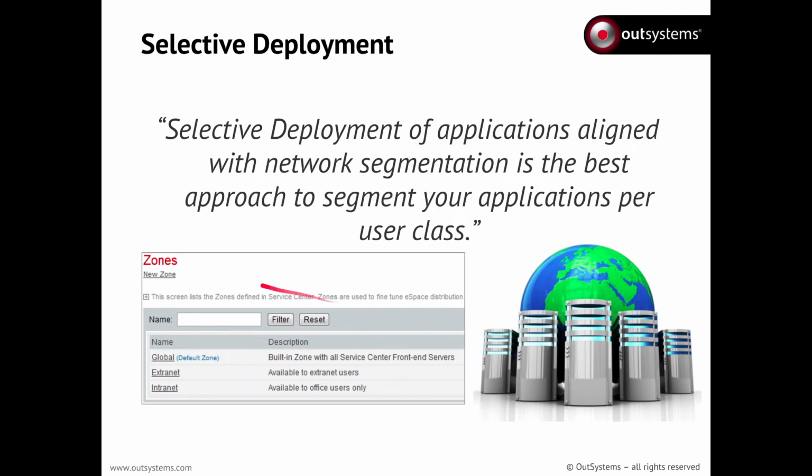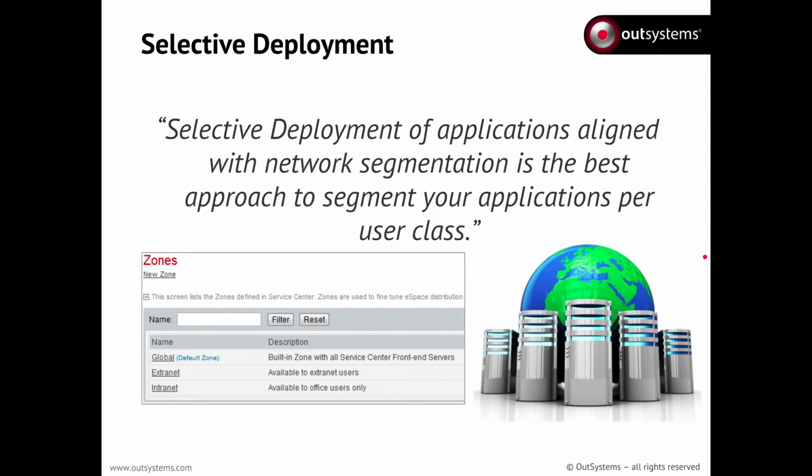You can do this by creating zones in the OutSystems environment, in Service Center. Zones are simply groups of front-end servers. And once you create them, you're able to specify for each application, for each module, onto which zone it should go. So here you'd have 3 zones: one for public web, one for the partner portal, and one for your intranet.